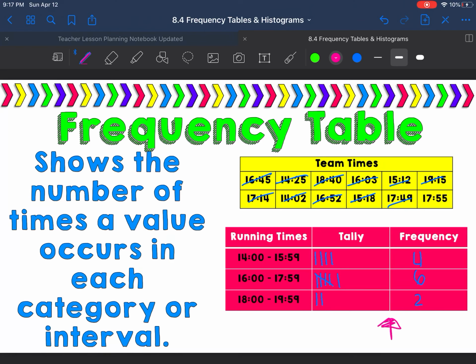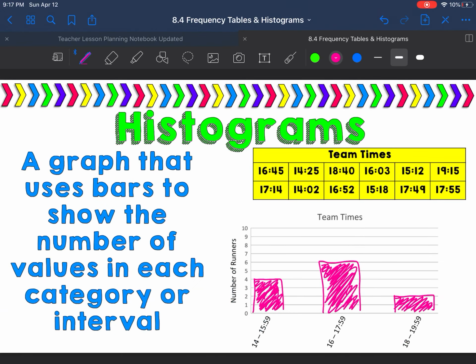So you'll see that histograms may be easier, but it's even easier if you make a frequency table prior to making your histogram, because a frequency table will really tell you the total number of runners for each category, which you can then easily make your histogram.